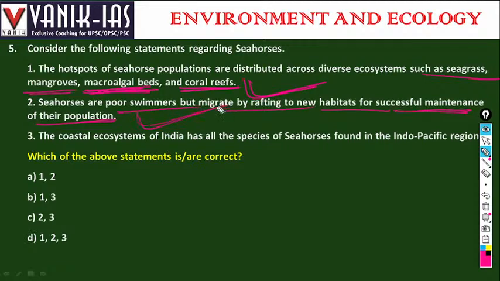Then, the coastal ecosystem of India has all species of seahorses found in the Indo-Pacific region. See, how can all the species of seahorses of the Indo-Pacific be seen in India? Whenever you see the word "all", that statement is usually wrong. So options one and two will be right.